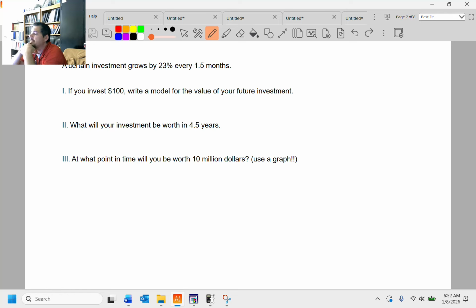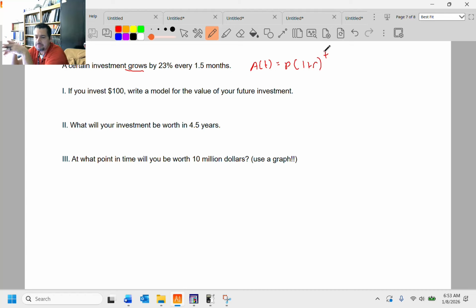All right, a certain investment grows by 23% every month and a half. If you invest $100, write a model for your future investment. Okay, so this is kind of interesting. Your default formula is that the amount after time passes, for growth anyways, and this is growing, is the principal times 1 plus r to the t.